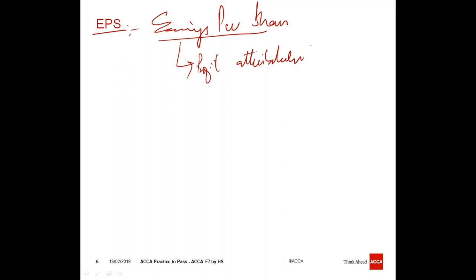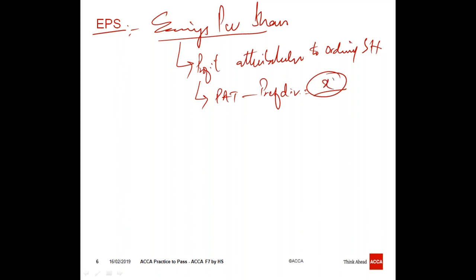EPS means earnings per share. Earnings means profit attributable to ordinary shareholders. And the profit attributable to ordinary shareholders means profit after tax minus preference dividend. So after deducting the preference dividend, the whole of the profit which is left over will be the profit for the ordinary shareholders. This portion of the excess profit is technically called earnings.